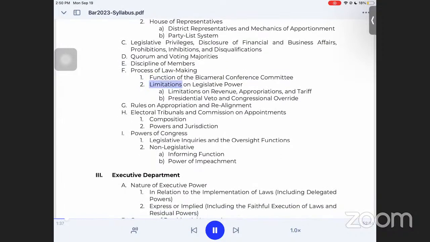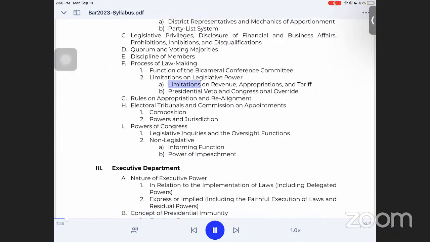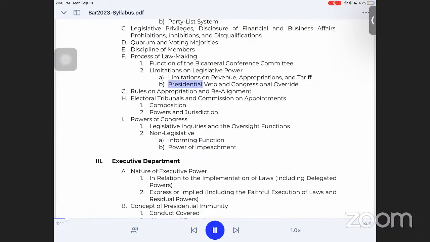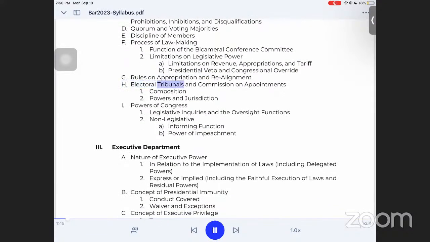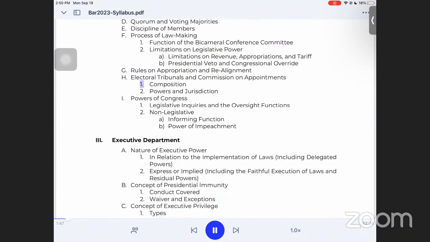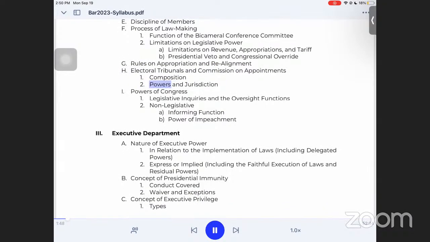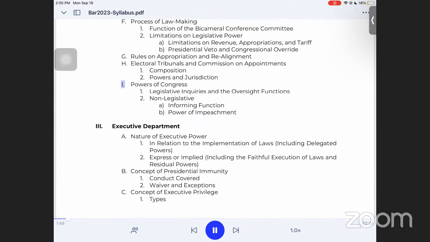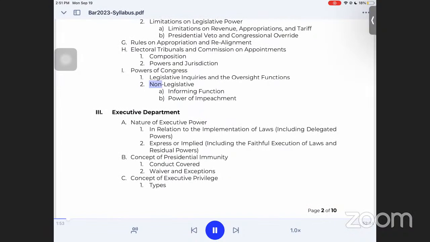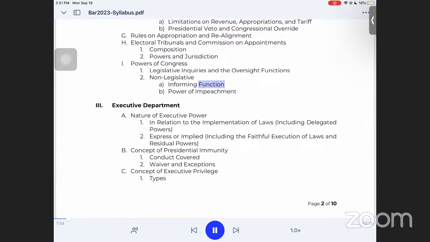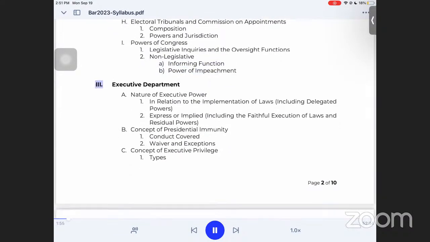1. Function of the Bicameral Conference Committee. 2. Limitations on legislative power. a. Limitations on revenue, appropriations, and tariff. b. Presidential veto and congressional override. G. Rules and appropriation. H. Electoral tribunals and Commission on Appointments. 1. Composition. 2. Powers and jurisdiction. I. Powers of Congress. 1. Legislative inquiries and the oversight functions. 2. Non-legislative: a. Informing function. b. Power of impeachment.